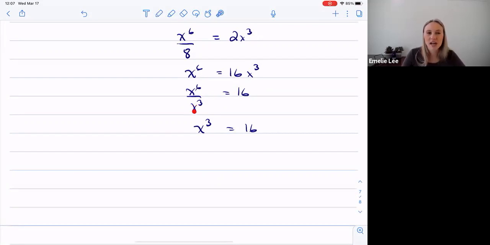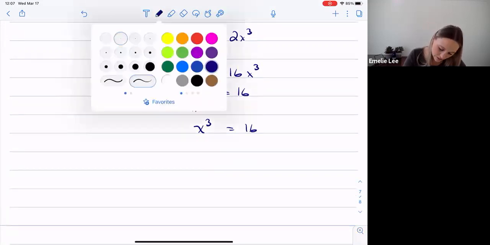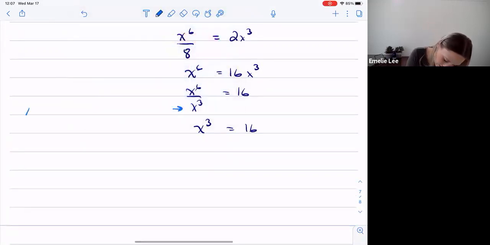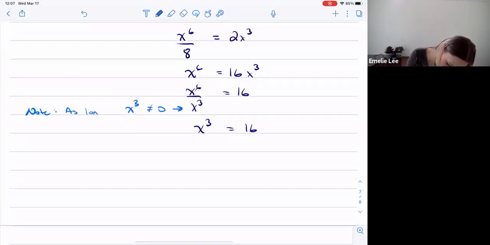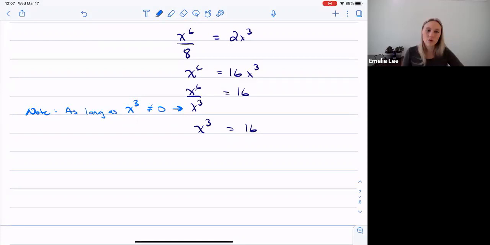As long as we don't find x equals 0, right? So x to the 3 can't be 0 because I'm dividing by it here, right? So here I'll just make a note. X to the 3 can't be equal to 0. But the only way that we would find that is if x equals 0, which it doesn't, so we're safe.